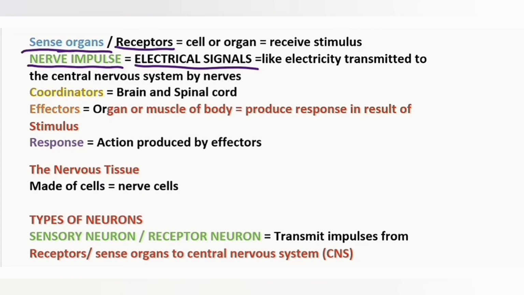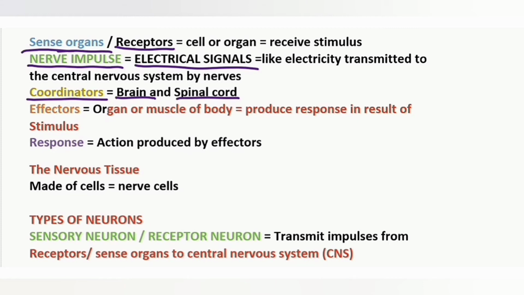Then there are coordinators. The coordinators are the brain and the spinal cord. These are the coordinators which collect the senses, then interpret them, and then send a message to the different parts of the body which have to respond.